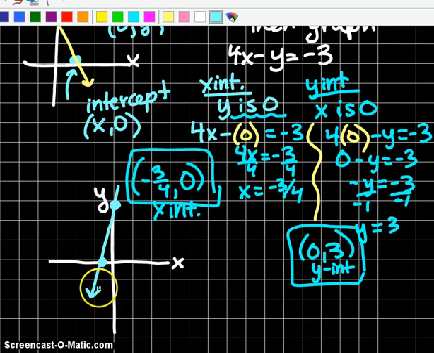Connect the dots and put an arrow on either end to show that my line could continue to infinity in both directions. And that's it for finding x-intercepts and y-intercepts.